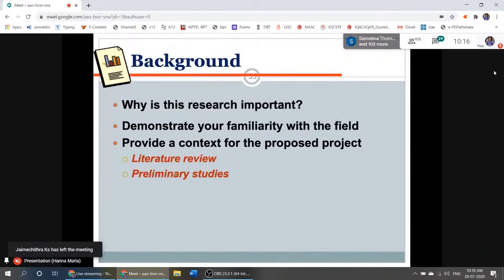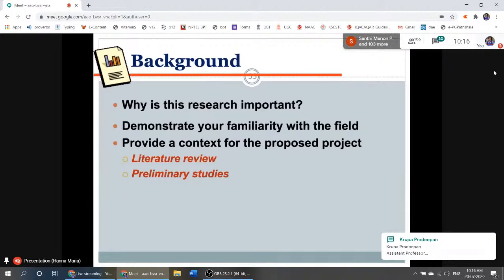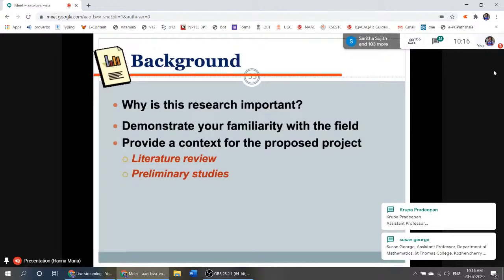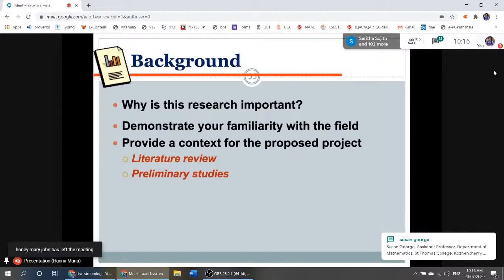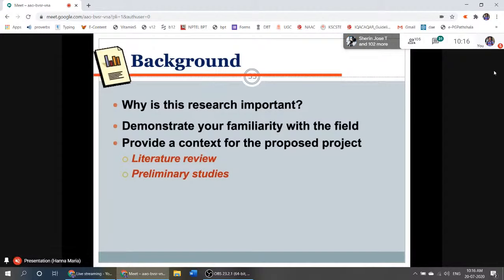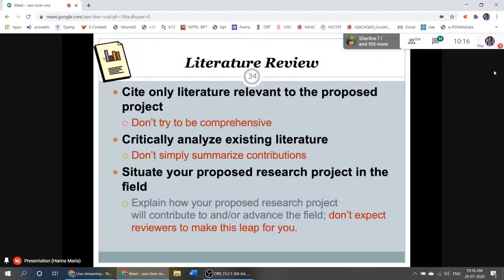Why you should also say why this research is important. Demonstrate your familiarity with the field, literature review, preliminary studies. If you have some preliminary studies, it's always nice. Whenever I go to DST or DBT presenting a proposal, I say that, oh, I have some interesting preliminary data. You can show that.